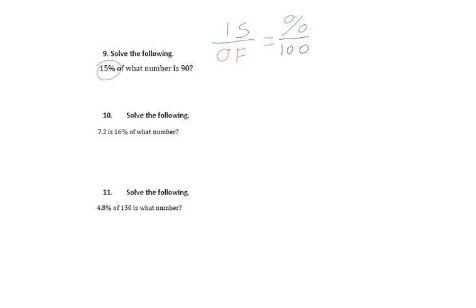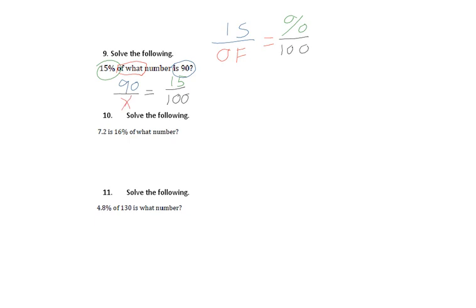Alright, first thing I see, 15%. Oh, well, that's obviously a percent, so let's write 15. And that's going to go over 100. What else do I see? Ooh, I see is 90. So 90 goes on top. And I also see of what? I don't know what of is, so I'll put x in the bottom, like so.